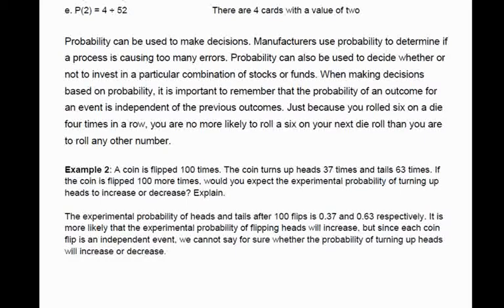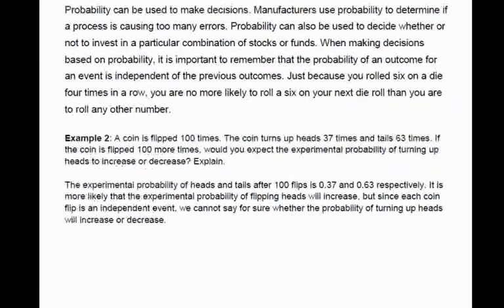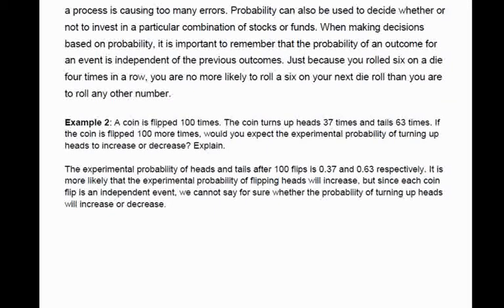The question for example 2 says if a coin is flipped 100 times and the coin turns up heads 37 times and tails 63 times, and the coin is flipped 100 more times, would you expect the experimental probability of turning up heads to increase or decrease? This is kind of a complicated question because the experimental probability of heads and tails after 100 flips is 0.37 and 0.63. So it's more likely that the experimental probability of flipping heads will increase, right? Because it's a 50-50 chance. If we go 100 times, you'd expect that to increase.